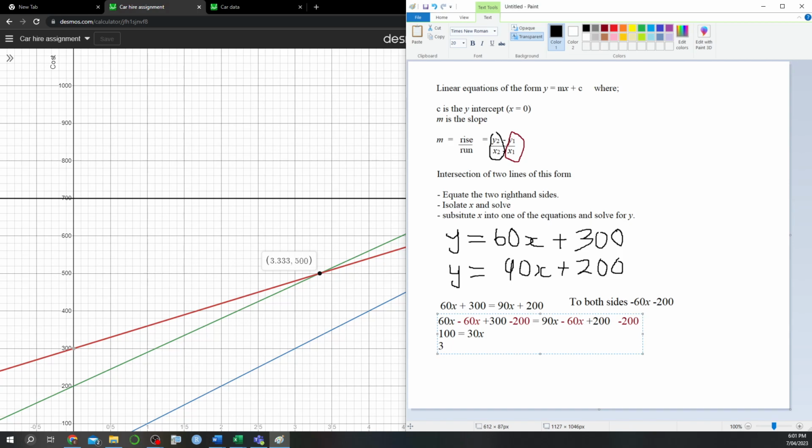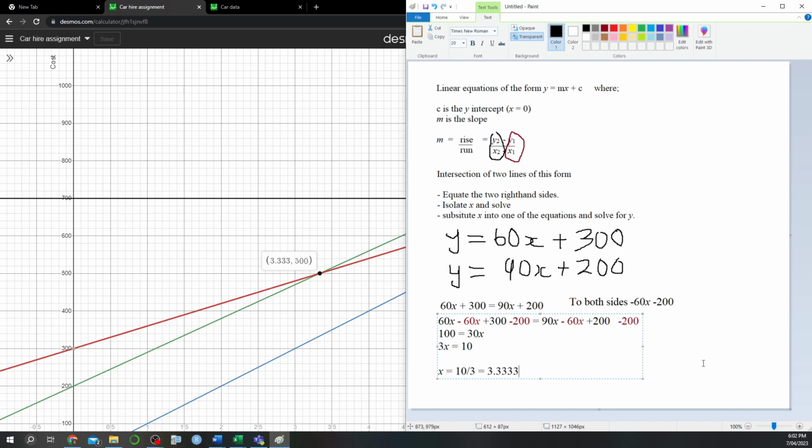So I'm just going to go 3x equals 10. Then your final answer: if you have 3x equals 10, if I divide both of those by 3, x is equal to 10 divided by 3, or 3.33 recurring. So there's my x.